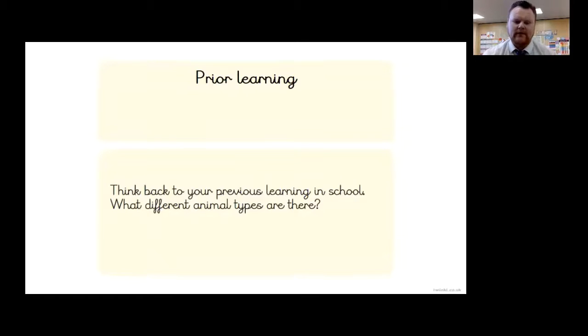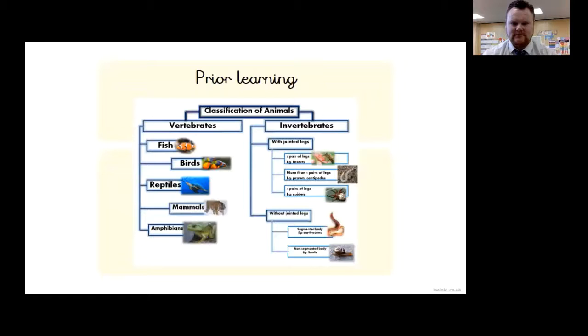But before we do that, think back to your previous learning in school, not just in year 6, but across the school. What different animal types are there? And you will have come across these time and again in your lessons. Well, we can classify animals into 2 broad groups, vertebrates or invertebrates.